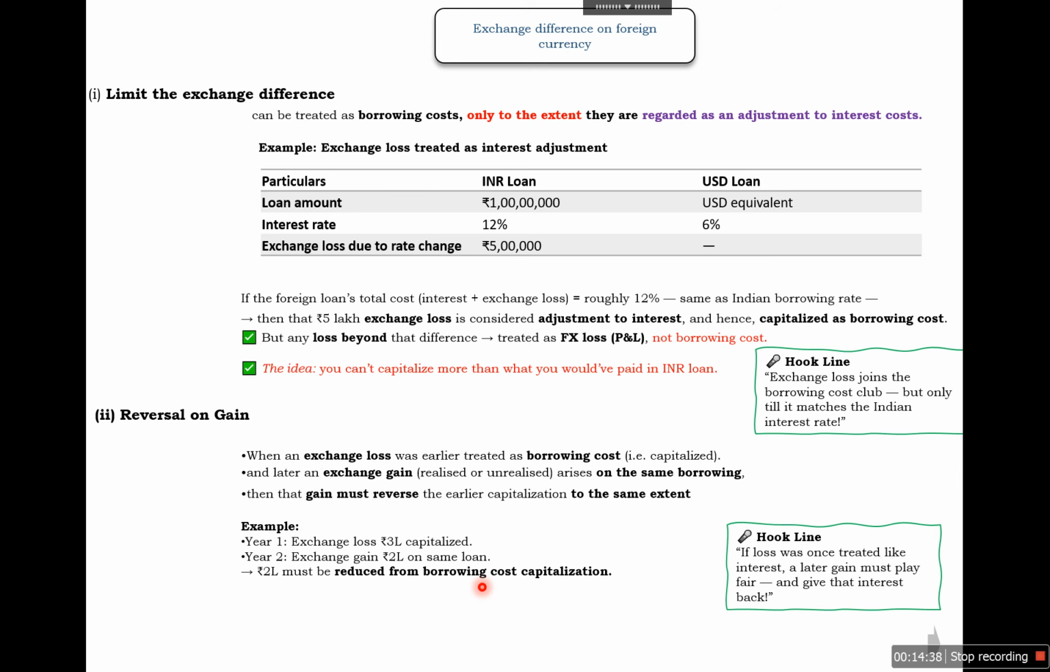So the hook line is, if the loss was once treated like interest, the later gain must play fair, we must reverse the gain. So we need to reduce the capitalization by the gain amount, to the extent of the loss we have booked earlier as a capitalized cost. So let's understand this concept with the help of an example.